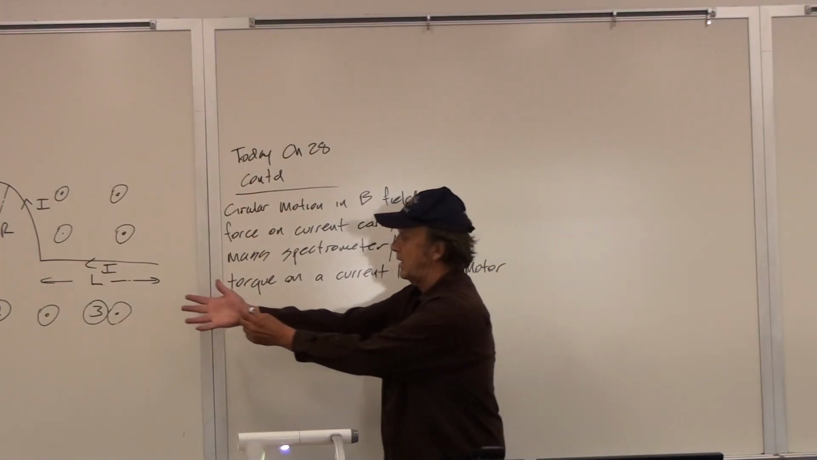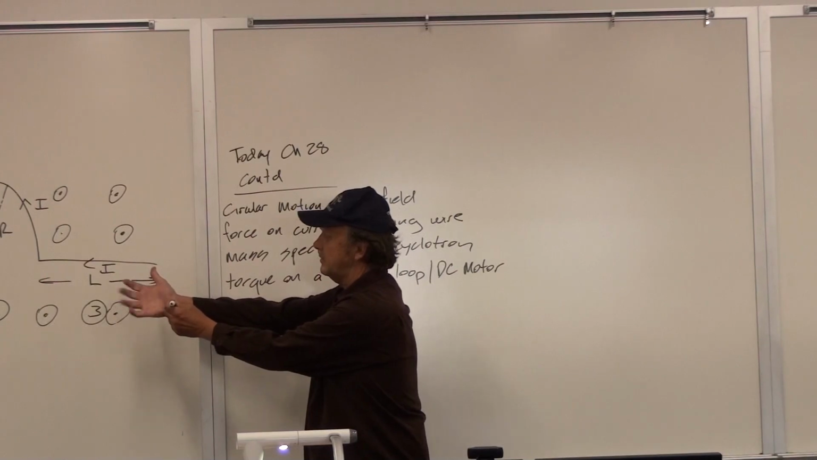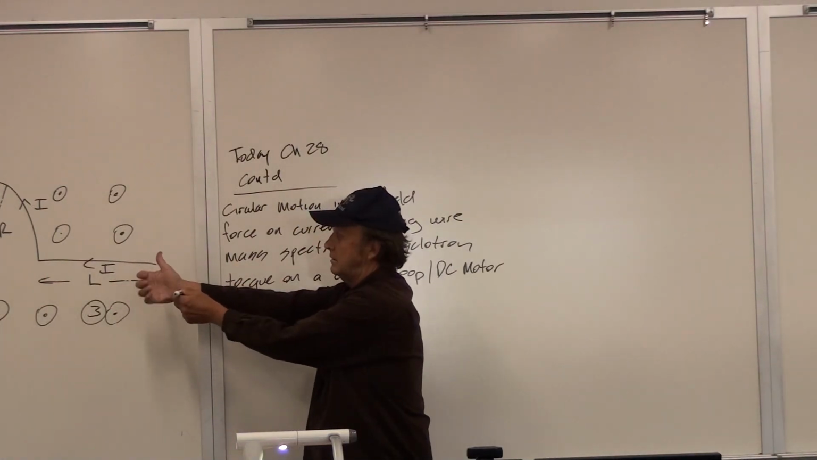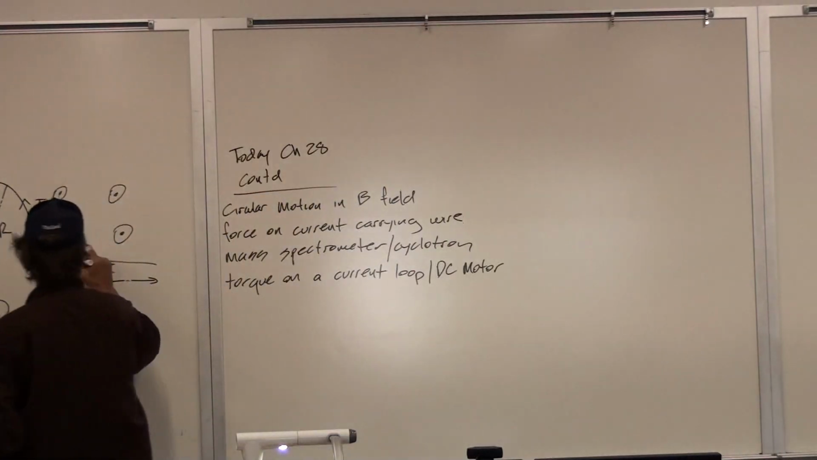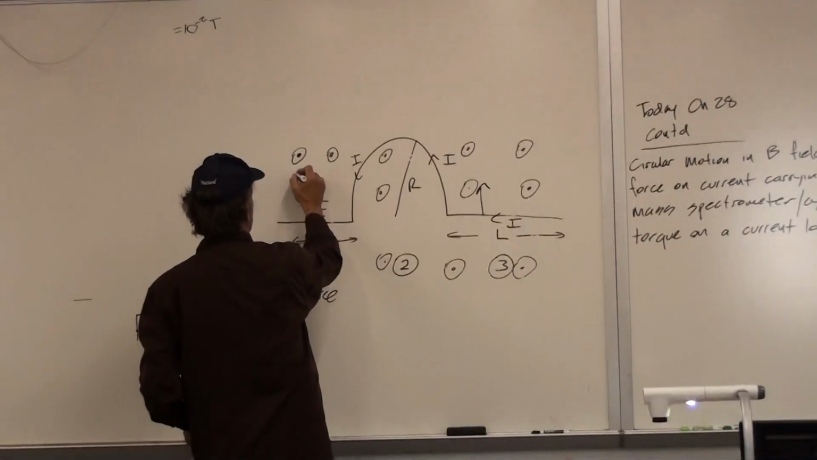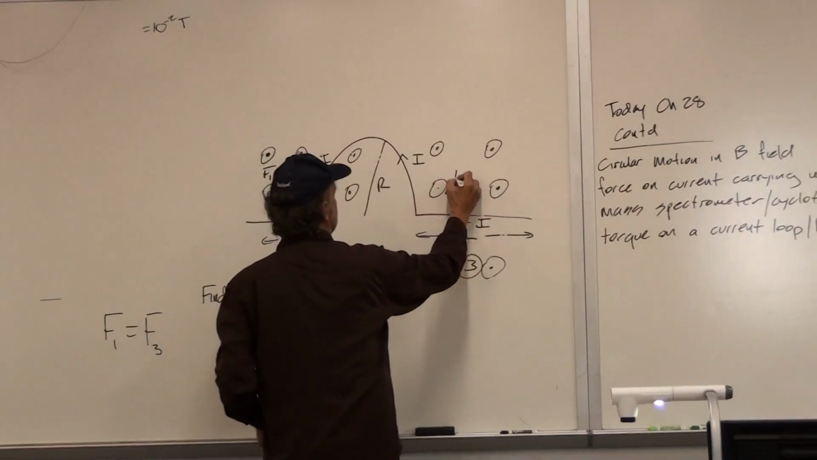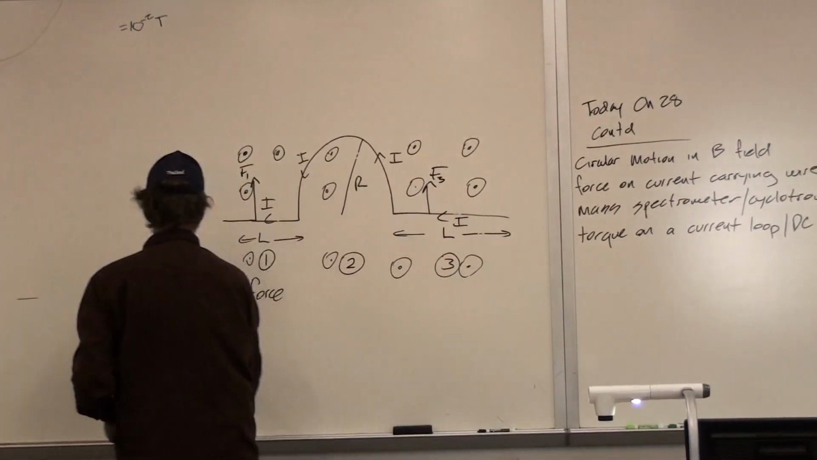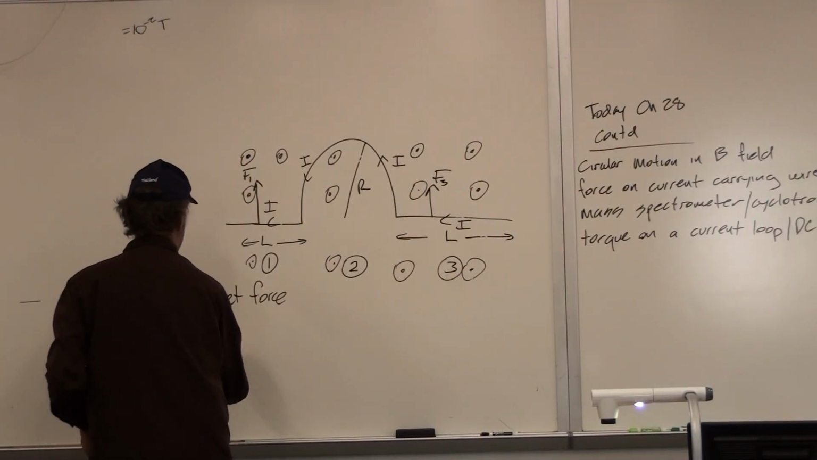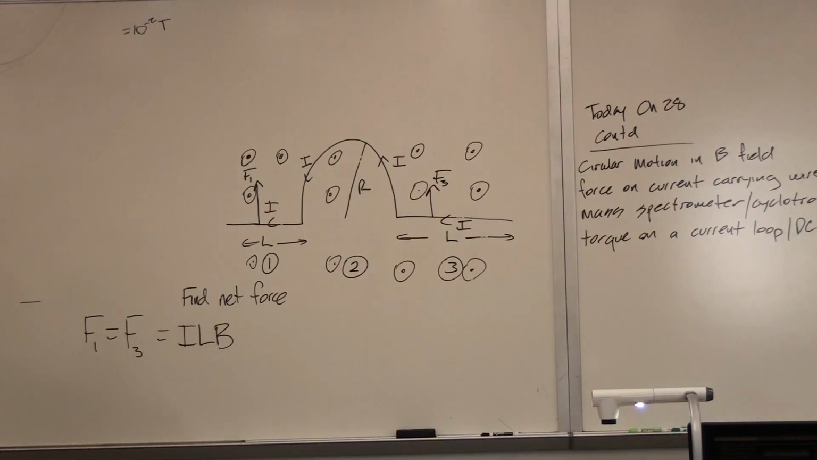Okay. IL cross B, like this. Can we all do that? IL, B, up. This is F1. This is F3. So those are easy. F1 equals F3 is equal to ILB times the sine of what? What's the angle between L and B? 90 degrees.